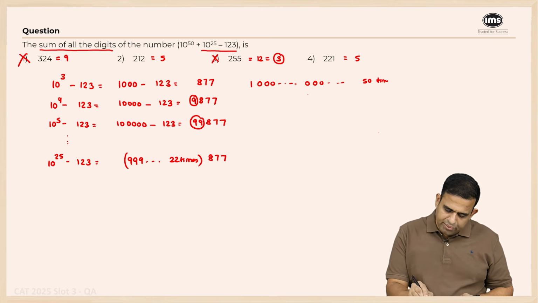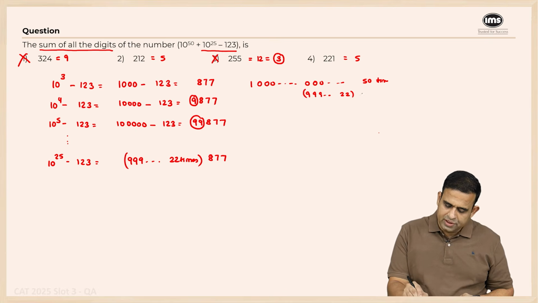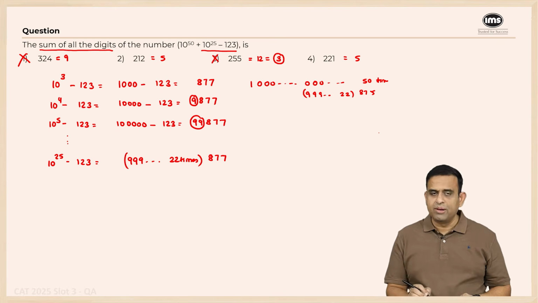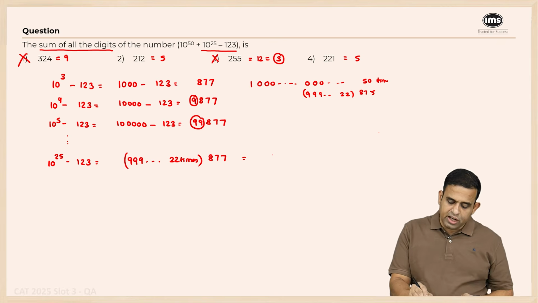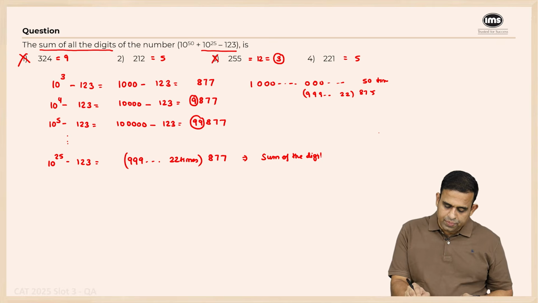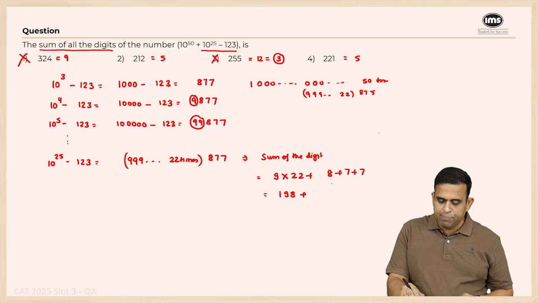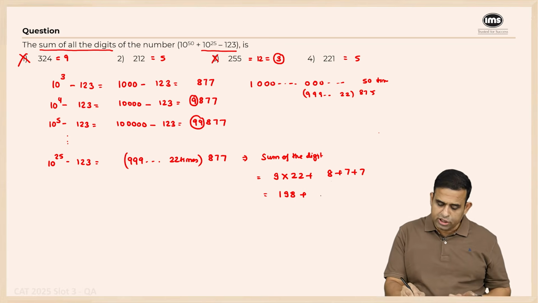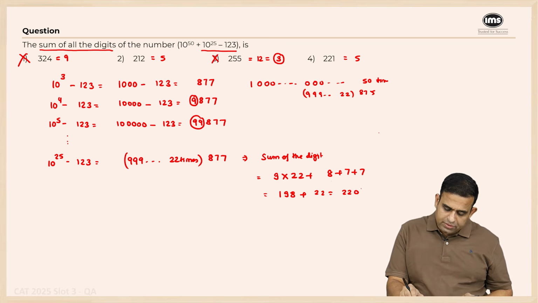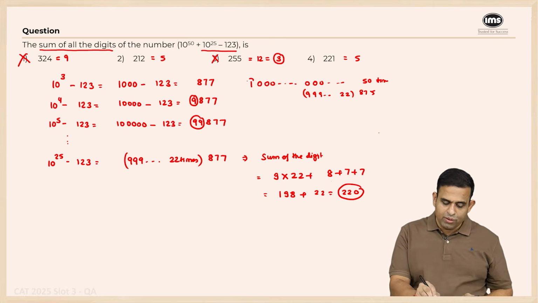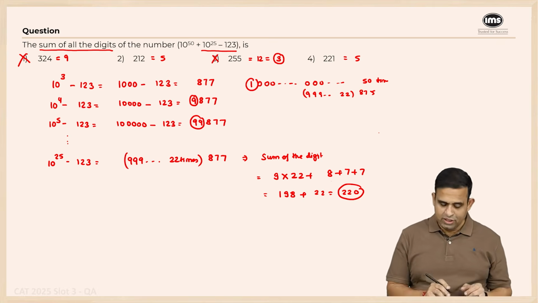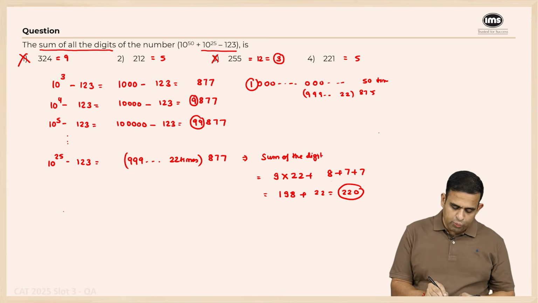And this result is coming out to be something like 9, 9, 9, 22 times and then 8, 7, 7. If I add them up, for sure, if you look at this particular outcome, the required sum of the digits will come out to be 9 coming 22 times, then 8 plus 7 plus 7. This becomes 198 plus 8 plus 7 plus 7, and this becomes 22. This becomes 220. And you also get one more 1 because of the 10 power 50 impact.